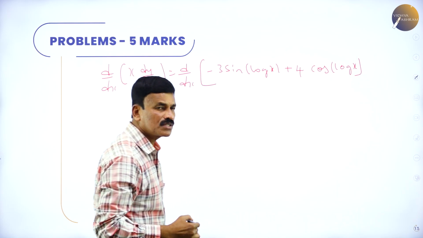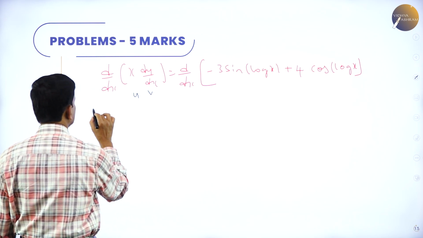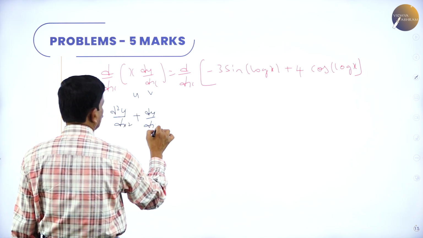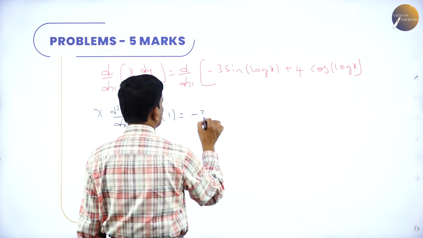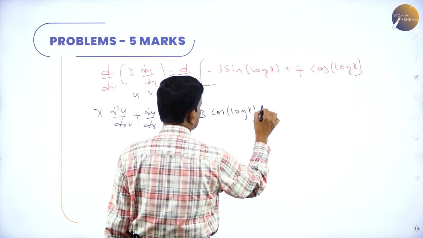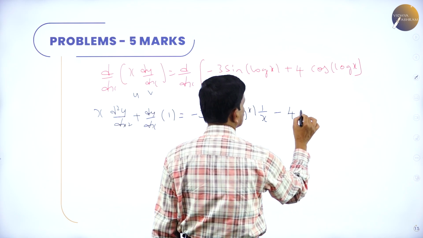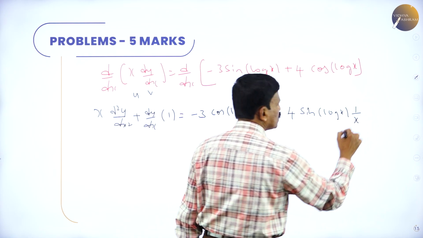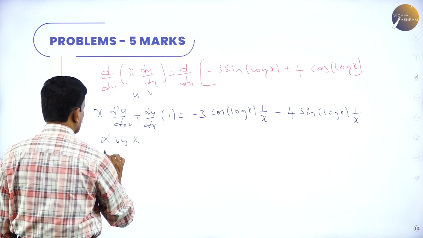Now differentiate this. Okay. Now to differentiate, this is product rule, UV method, u and v. First function, x into differentiation of dy by dx is d square y by dx square, plus second function dy by dx into differentiation of x is 1. Again this is as ordinary differentiation. 3 into differentiation of sin is cos log x into differentiation of log x is 1 over x, plus 4 into differentiation of cos is minus sin, minus 4 sin log x into differentiation of log x is 1 by x. Now just multiply by x again. Multiply by x on both sides.